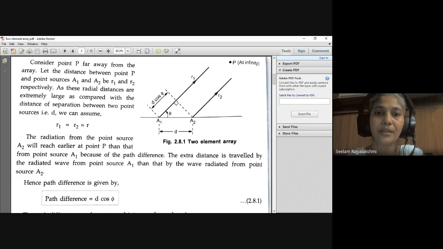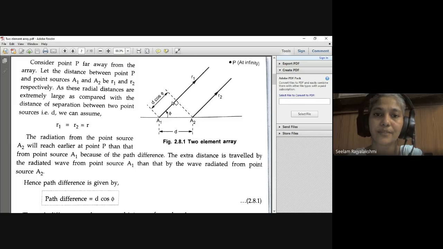Here A1 and A2 are the two point sources or two current elements, and this is point P, which is far away at infinity. R1 is the radial distance from A1 to point P, R2 is the radial distance from A2 to point P, and the distance between A1 and A2 is d. The path difference between A1 and A2 is d cos phi.